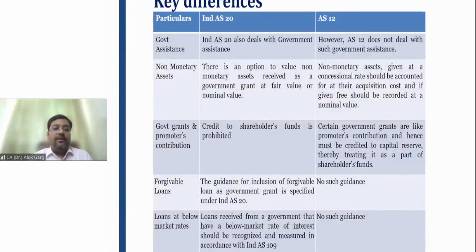Comparison: the concept of government assistance is not there in AS 12. In Ind AS 20, it is there. Coming to the non-monetary asset, Ind AS 20 says that there is an option to value non-monetary asset received as a government grant at fair value or nominal value. But in AS, non-monetary asset given at concessional rate should be accounted for at their acquisition cost, and if given free, should be recorded at nominal value. So in AS, fair value option is not there. In Ind AS, fair value option is also there.